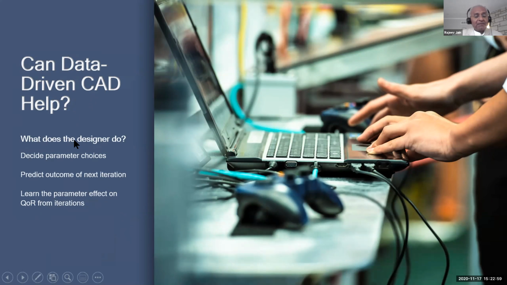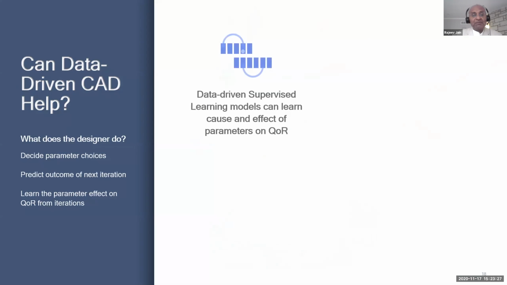And if we stop and think about it, how does the designer do this? When the designer is iterating, he builds up an intuitive map in his head of how the design parameters are impacting the QoR. And it's that intuition that drives him, or her, to figure out how to pick the parameters on the next iteration. So it's really a mapping of how the design choices, the design parameters, are impacting the PPA, that the human designer is intuitively building up.